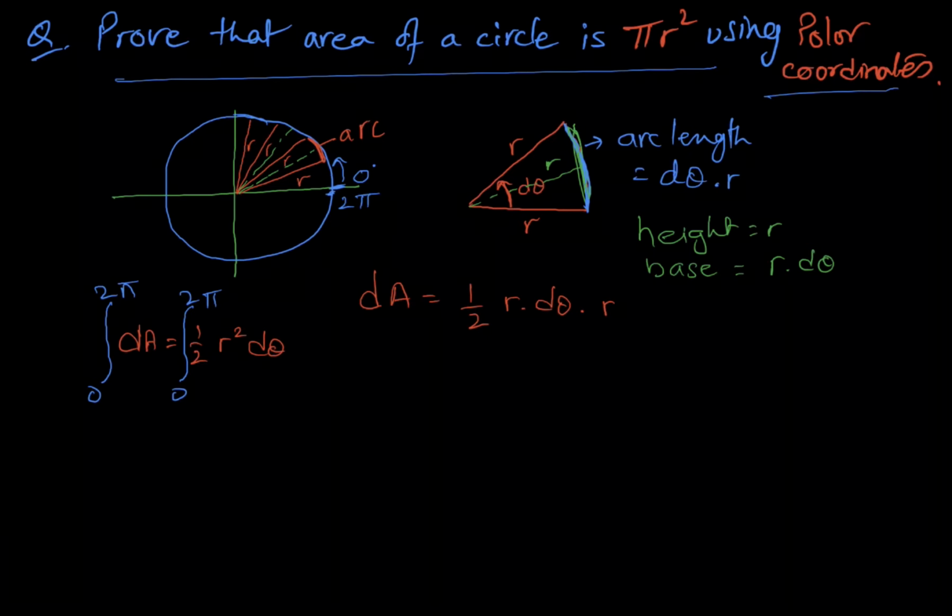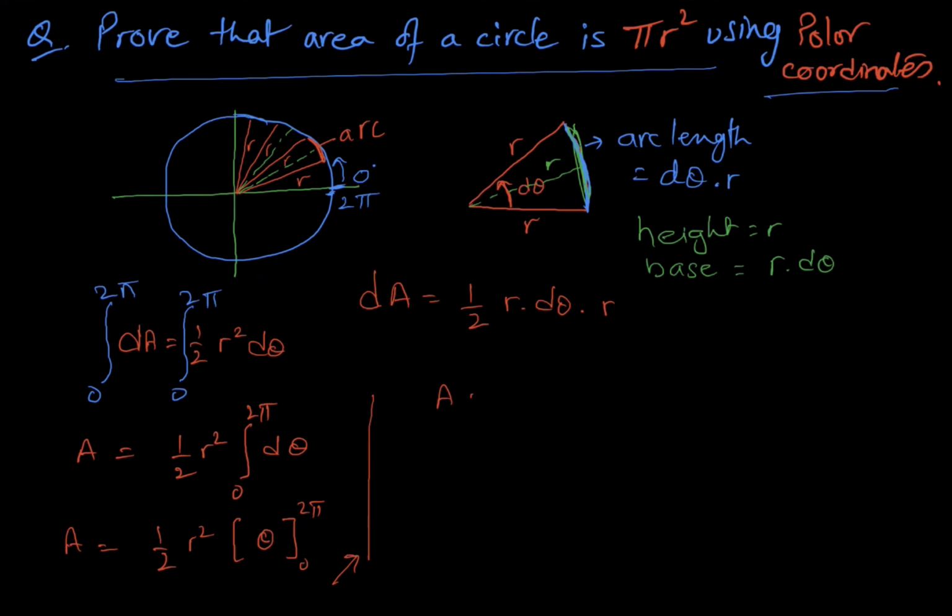So area integration, dA integration to A, half r squared is a constant value, so it can be written outside the integration sign. All I'm left with is now the integration of d theta. So the integration of d theta is theta, but we still have to use the limits.